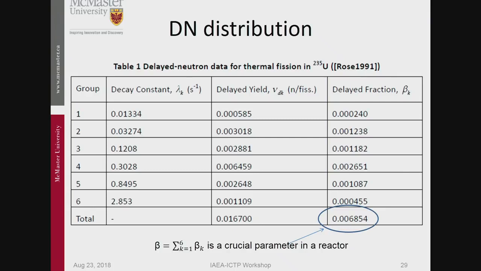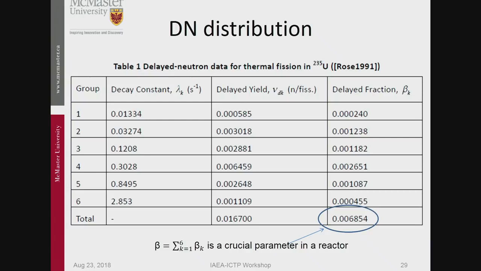Is that the same for all fuels? It's different. For plutonium, is it higher or lower? Lower. Yes. Don't know exactly how, but it's lower. So that's a bummer if you want to run with plutonium, because your beta is lower.